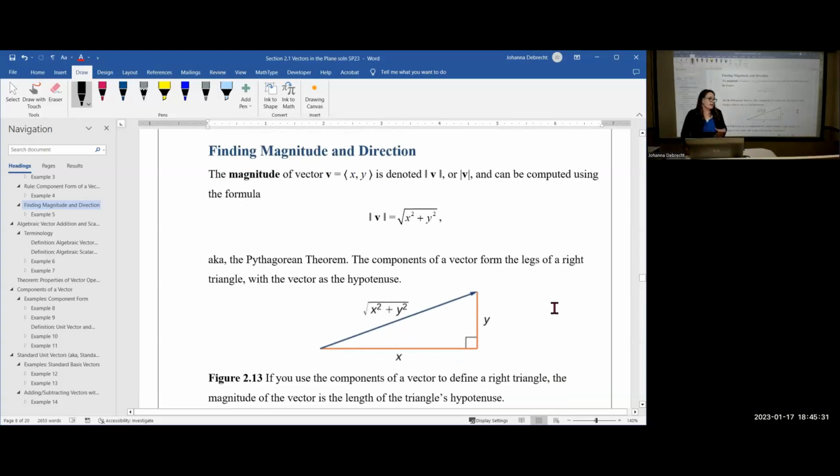Now let's talk about finding magnitude and direction. We talked about magnitude being represented with a double bar on either side of the vector, or maybe just the absolute values around the vector.